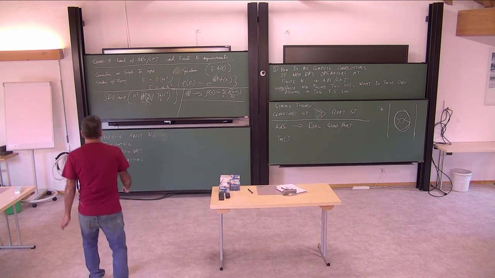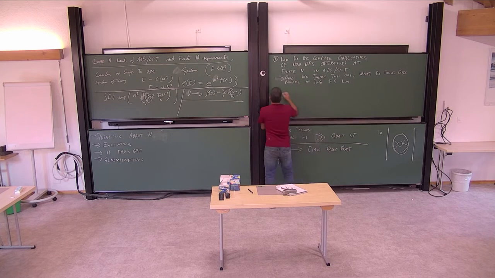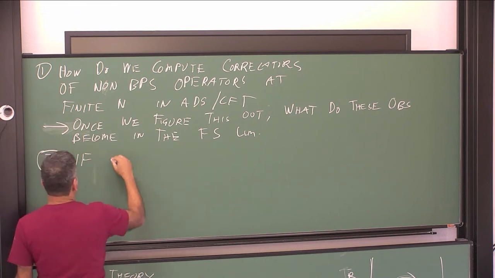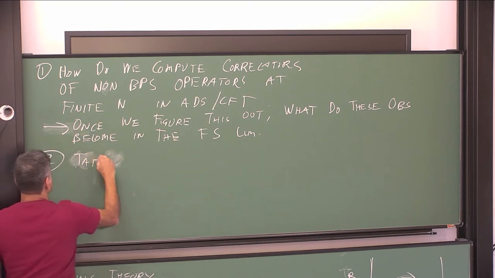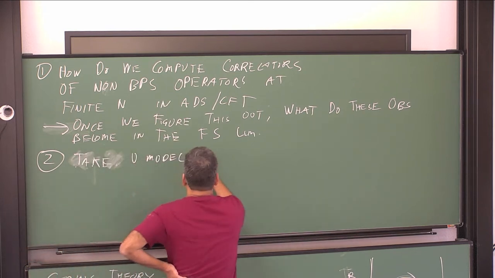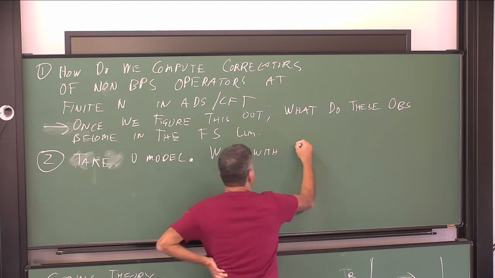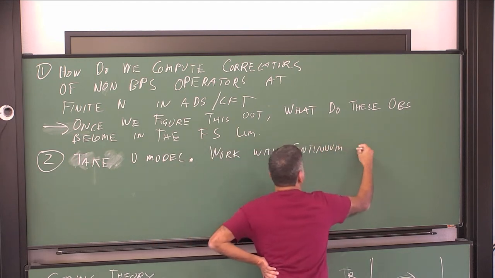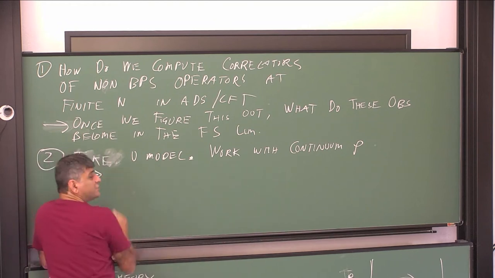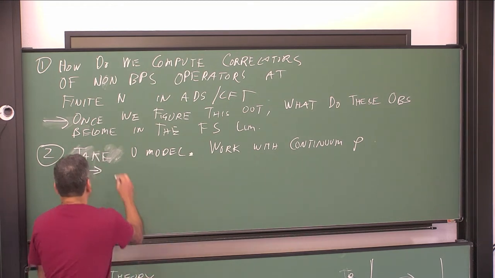Okay? So, a question that I wanted to pose now is the following. Question number two is the following. If one takes the unitary matrix model and approximates it by working with a continuum rho, then there are various subparts to this question. One subpart of the question is, how far can you go working with this continuum rho in approximating the actual answer? How much of the answer can you produce?